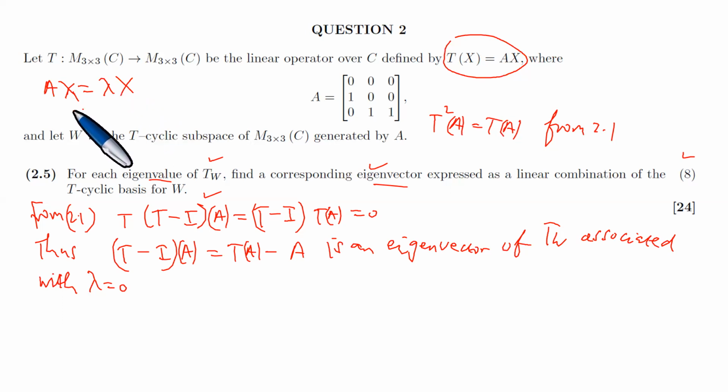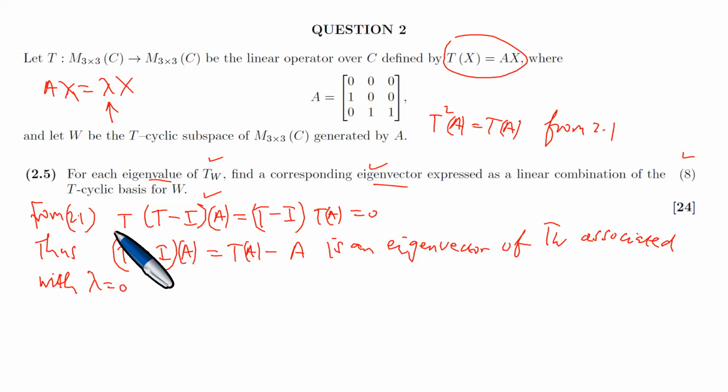And therefore, mathematicians became interested in finding this number that also sort of operates as a matrix. Because how can a matrix times one vector equal a number times the same vector? Is the matrix equal to the number? It raised so many questions. But we're then saying here, thus this T minus I is an eigenvector of TW associated with lambda equal to 0.